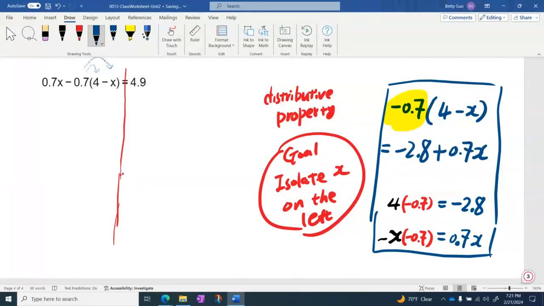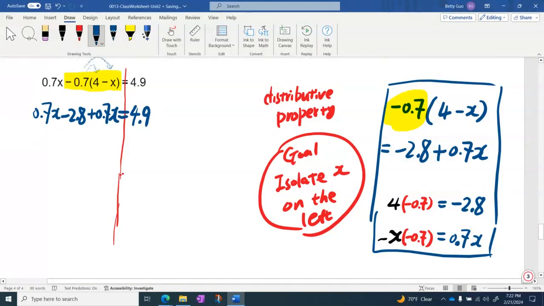Now we can put it back here. Don't forget we have this term. That term doesn't change at all. In this equation, so far we only changed the yellow part, and everything else remains the same. Bring 0.7x down, equal sign down, 4.9 down, and the yellow part is negative 2.8 plus 0.7x, right?